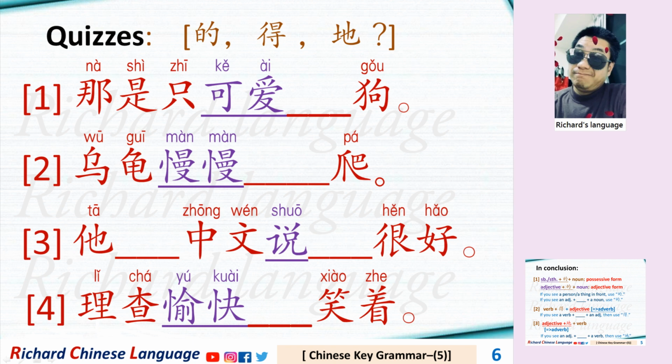Number 4. 理查愉快地笑着. Richard smiled happily. So if you finish these quizzes, please find the answers in the description box below.